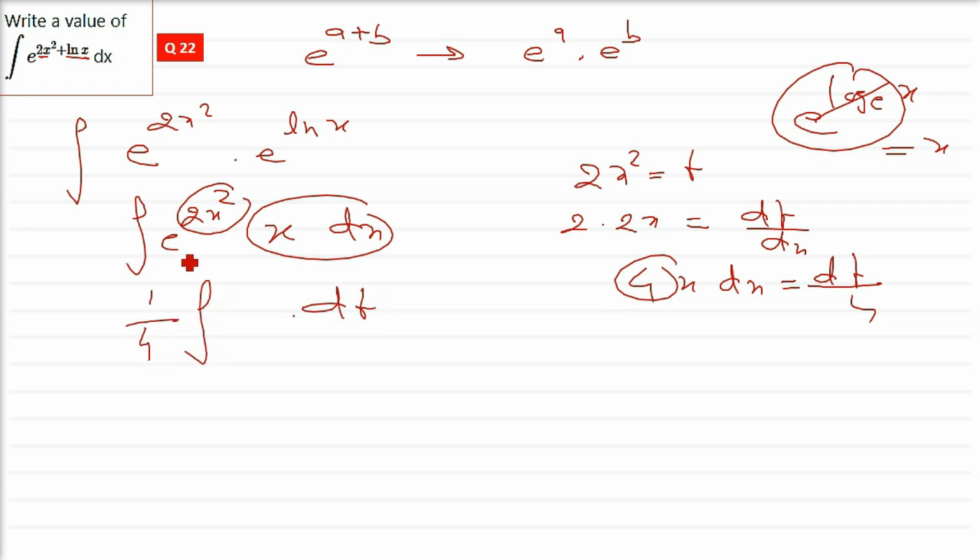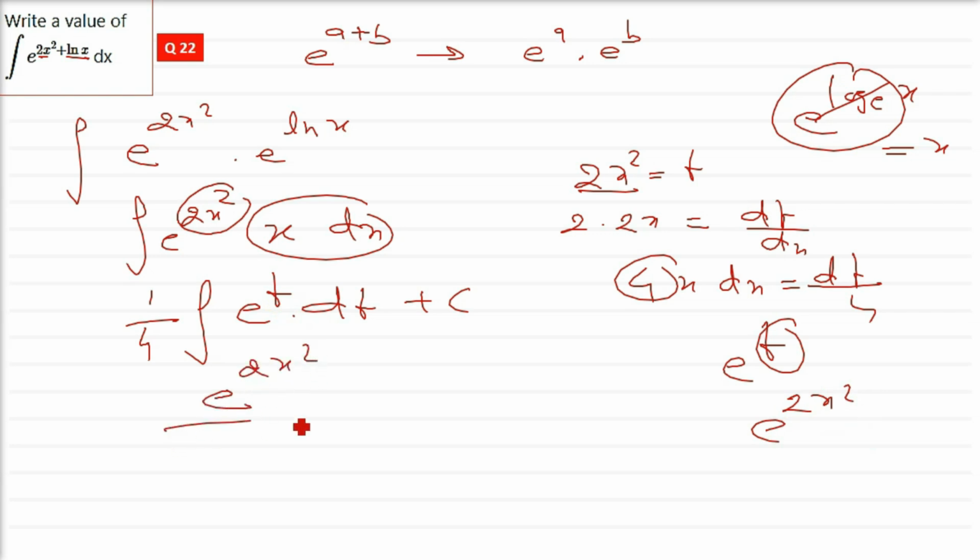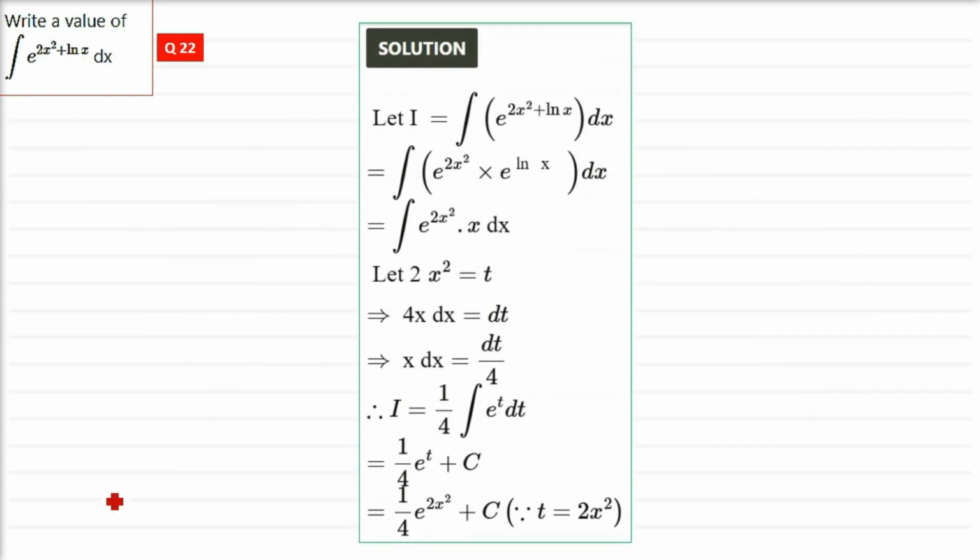I'm taking 1 by 4 outside. And e raised to x square can be written as e raised t, because t was taken as 2x square. But there is nothing with e raised x. E raised x will come only. And what was t? It was 2x square. So the final result will be e raised t, with t replaced by 2x square, divided by 4 plus constant of integration. So this is a good question, 1 marks or 2 marks question.